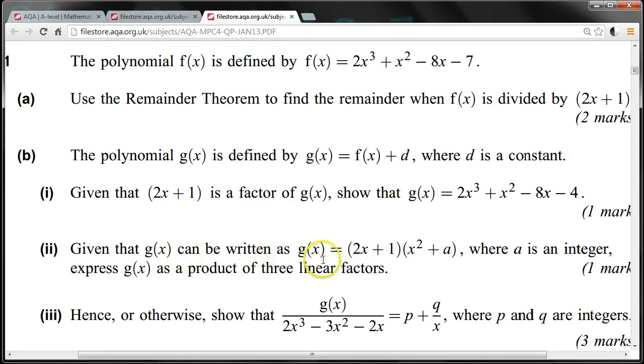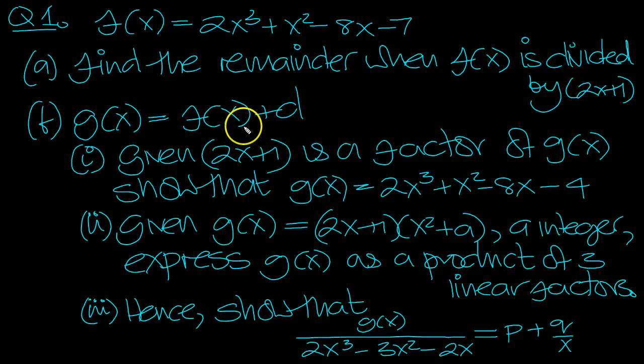Part 2, given g of x can be written as this, where a is an integer, express g of x as a product of three linear factors. Hence or otherwise show that g of x over this is equal to this, where p and q are integers. So that's the question then. I've got it summarized here. So let's have a go at part A.